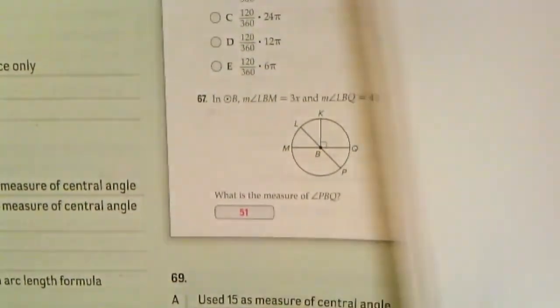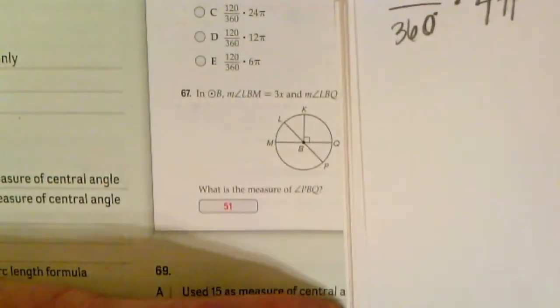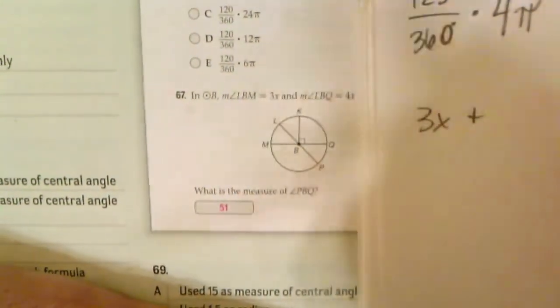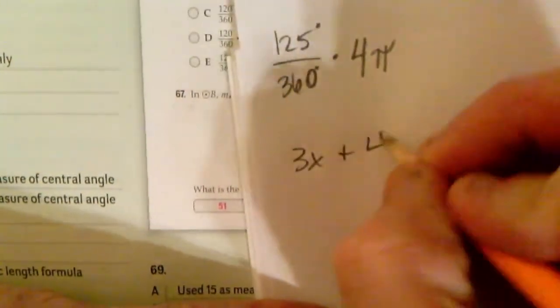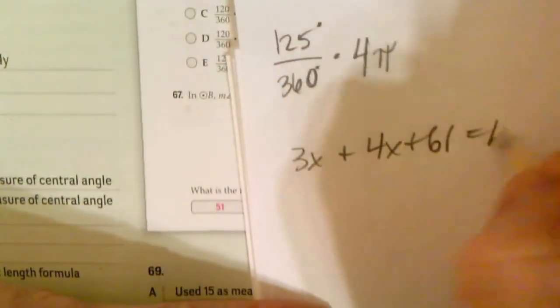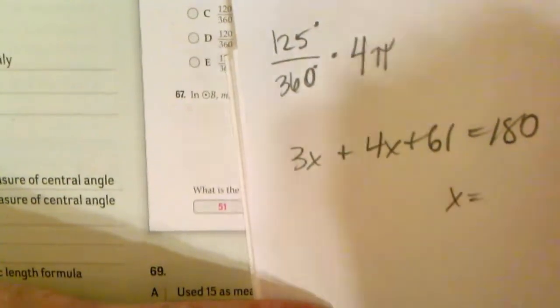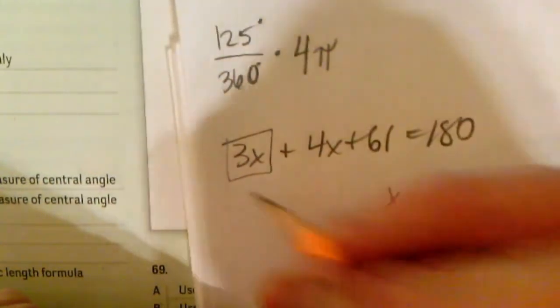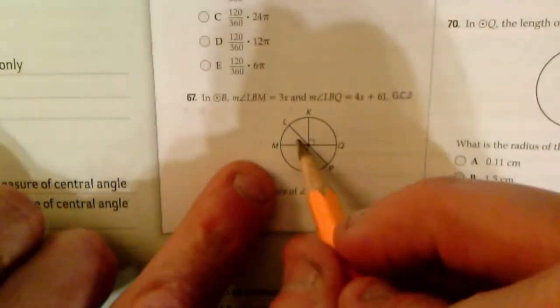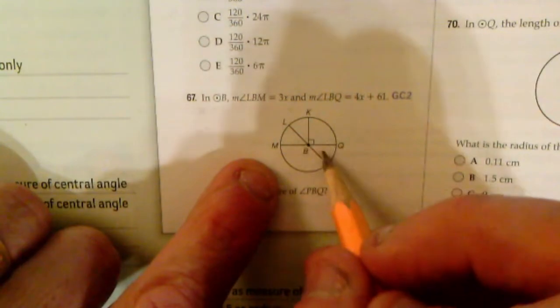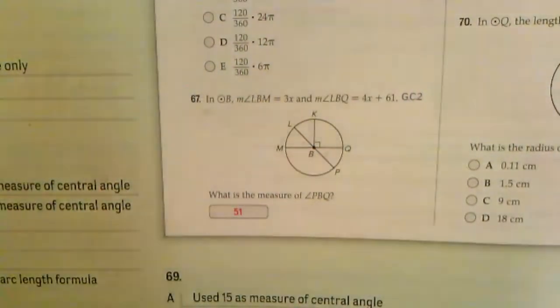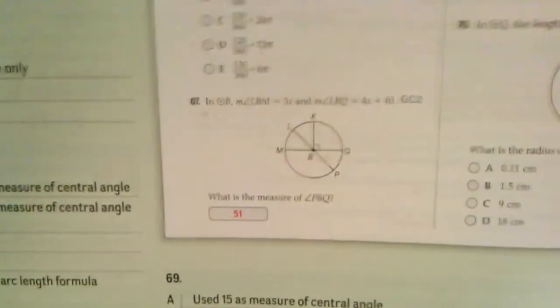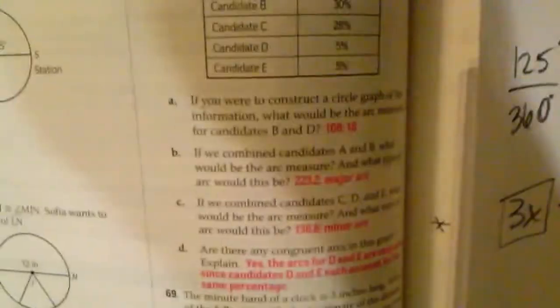So these two that are listed up here, this one here and this one here, are supplementary. So if I do the equation, let's get this over here, 3x plus, what's the other one, 4x plus 61, and set that equal to 180. If I solve for x, whatever that's going to be, okay, I can plug that x back into this expression right here, because that's the measure of this angle, and knowing that measurement, you can then know this angle right here, because they are vertical angles, okay? So, yeah, that's how I'd work that out. All right, now the next one, let's see here.